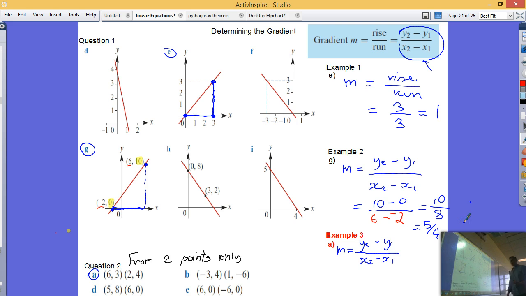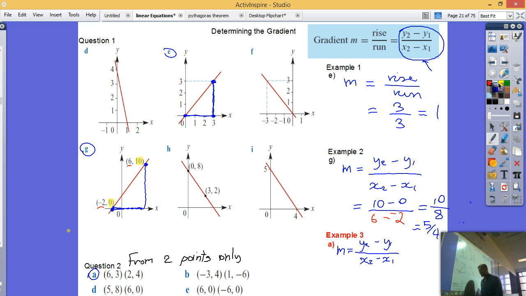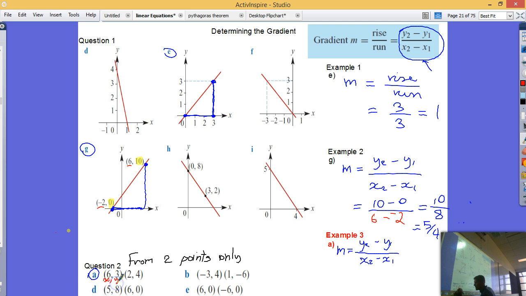Alright, now come back to our points in the question. We need to identify which numbers are x1, y1 and which numbers are x2, y2. So, I'm going to start with the first coordinate. I'm going to define that x1, y1. Okay? And then the second coordinate, I'm going to define x2, y2. And it's very important that I write down above or below those numbers what they are, because I don't want to confuse them and put them in the wrong spot in my little rule or formula.